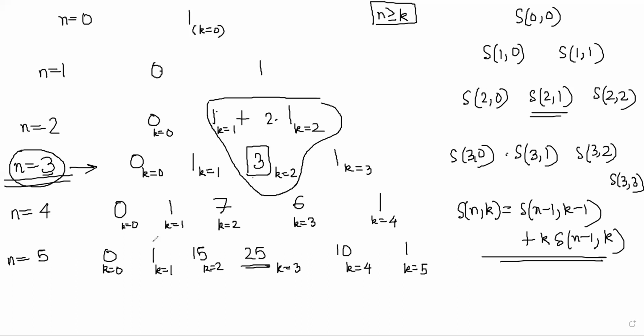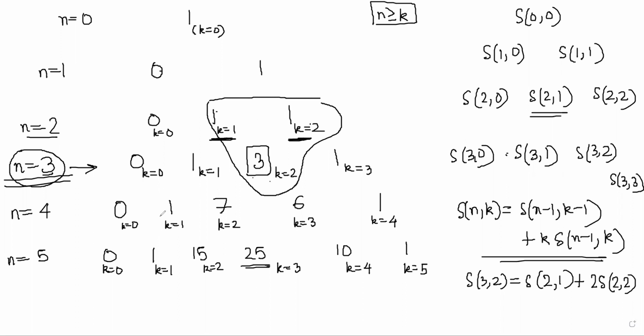I will just erase this. I'm not going to write the plus and 2. I just want you to recognize that if I had put S of 3 comma 2 here, by this recurrence, what are you getting? S of 2 comma 1 plus 2 times S of 2 comma 2, right? So S of 2 comma 1 is this, where n is 2, k is 1, and S of 2 comma 2 is this. So this value has come by adding this plus 2 times this, right?